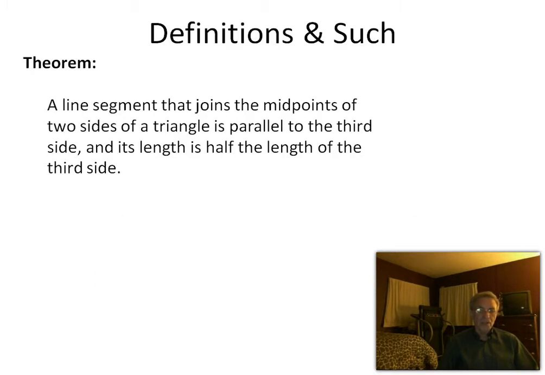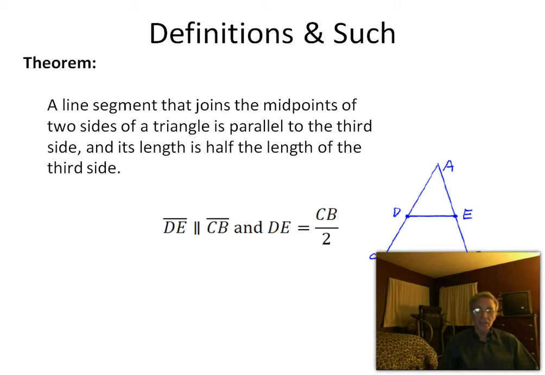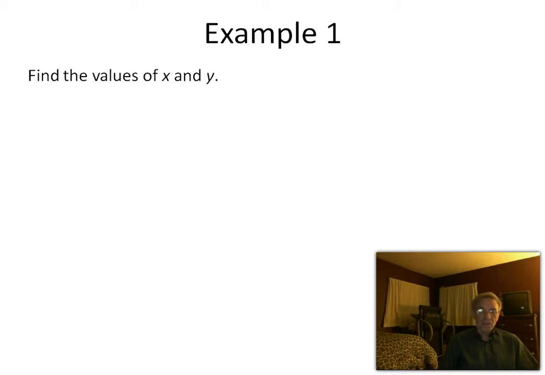It starts out with a line segment that joins the midpoints of two sides of a triangle and is parallel to the third side, and its length is going to be half of the length of the third side. So what this means is that if segment DE is parallel to segment CB, then DE is equal to CB over 2. Using that, we're going to find the values of x and y in this particular problem.